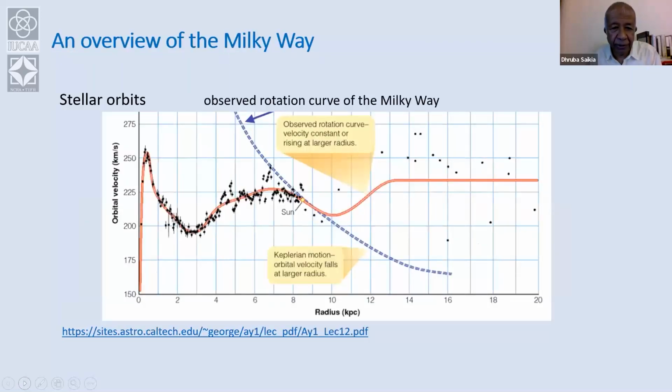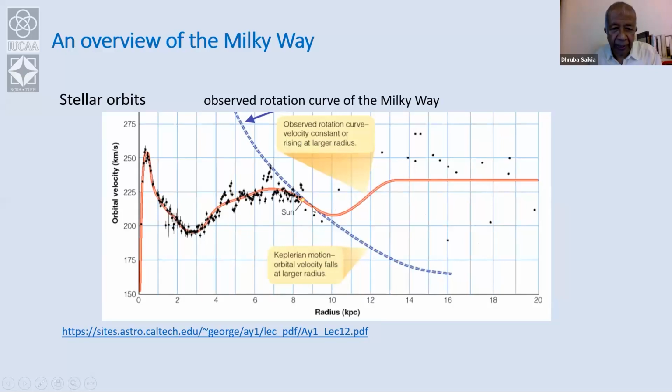So this is actual measurements of the rotation curve of our galaxy, okay? And Subhashis talked about it, so I will not spend too much time on how it is measured, but this is the velocity at different distances from the center of our galaxy.